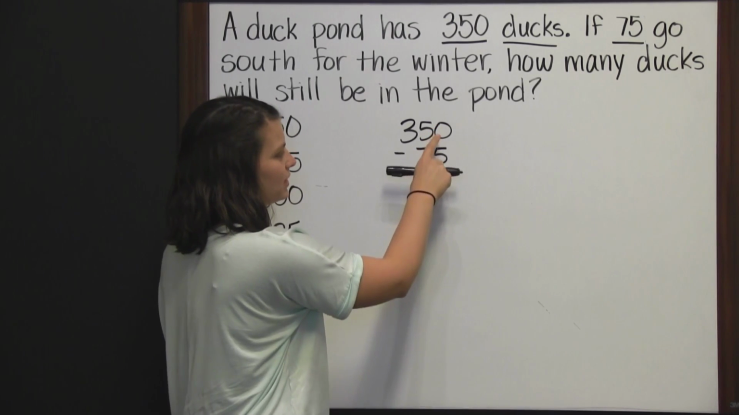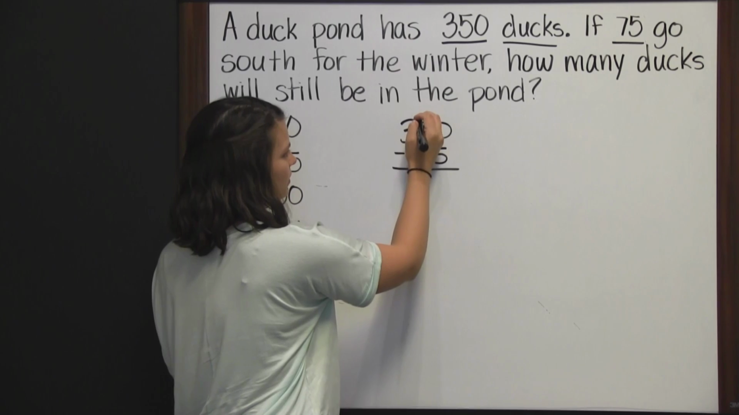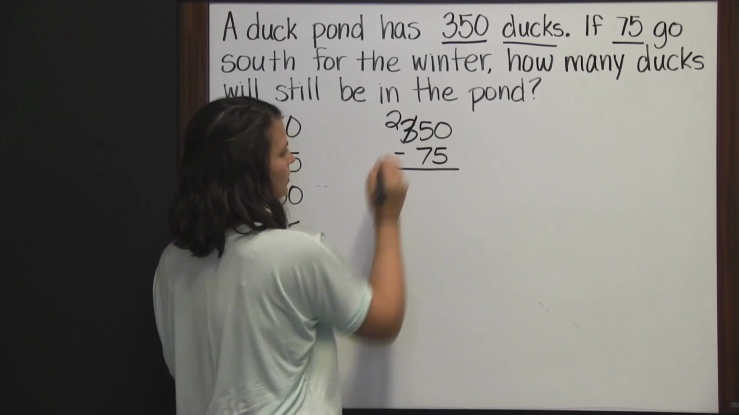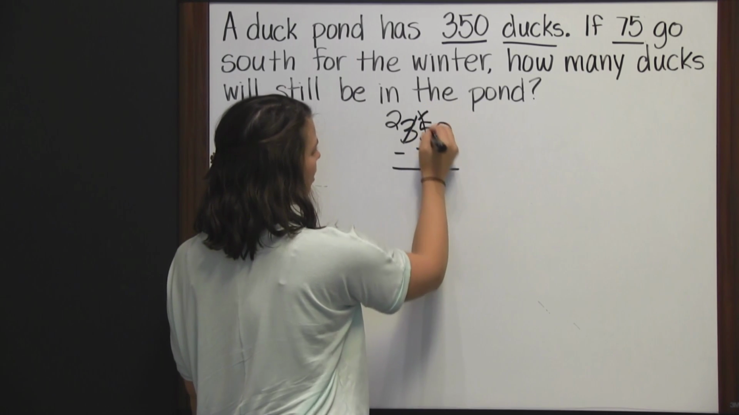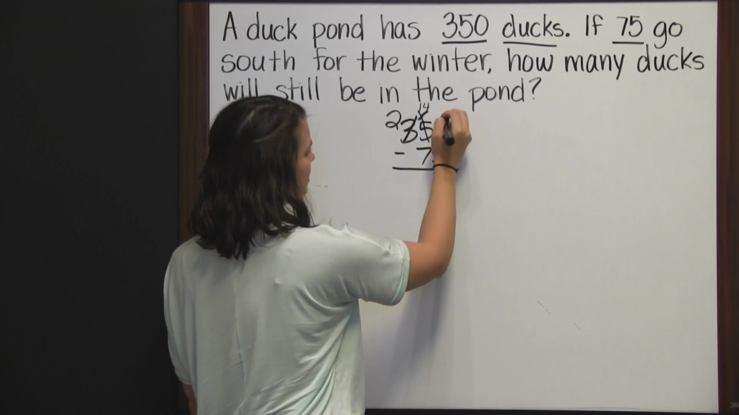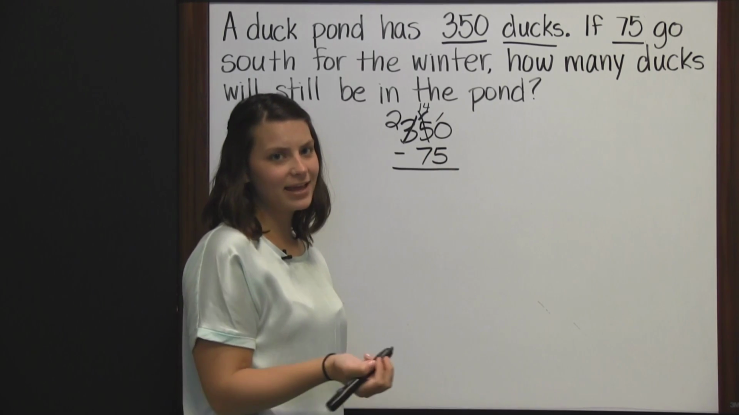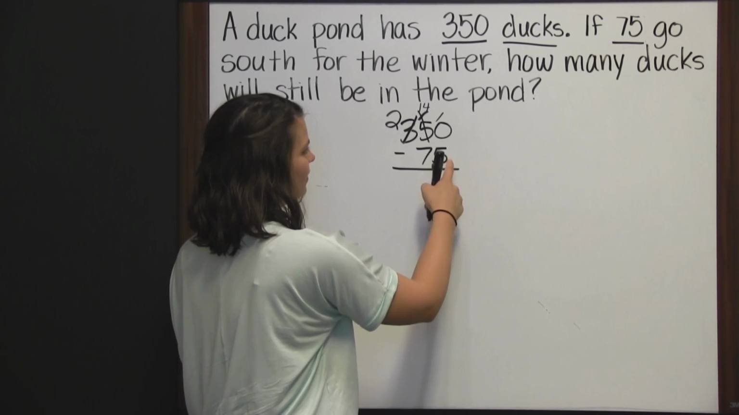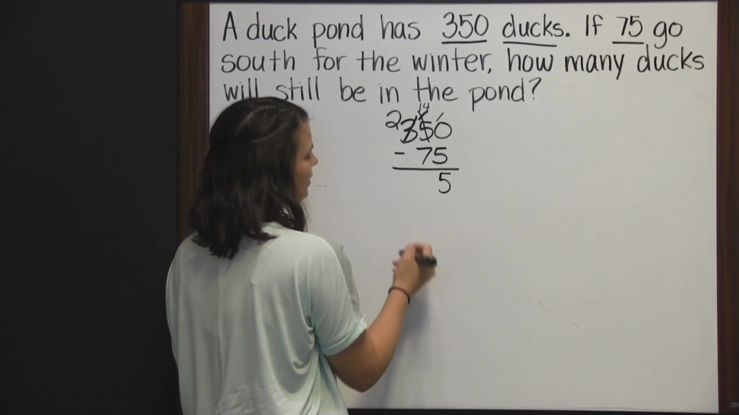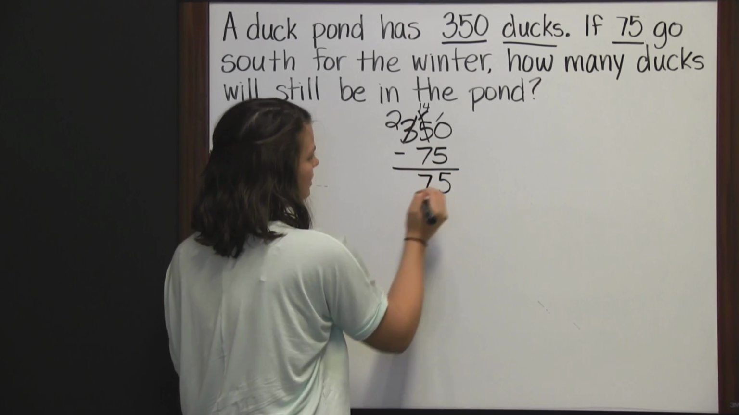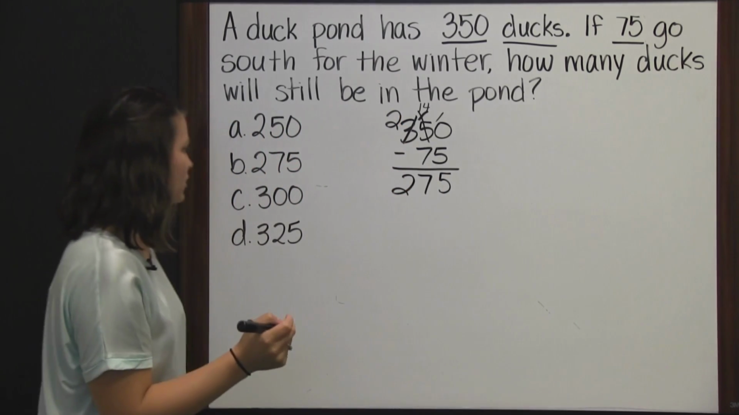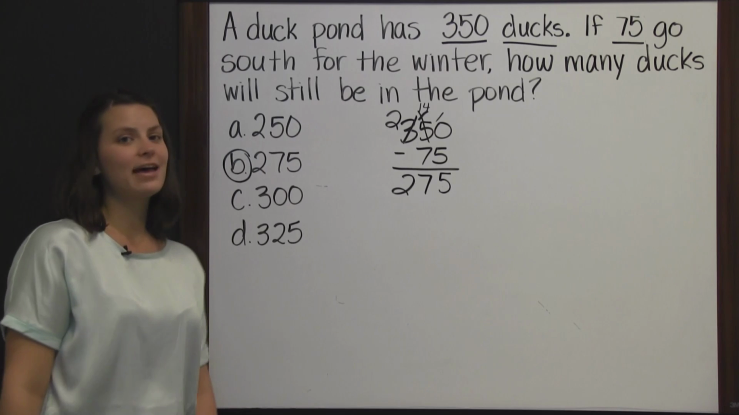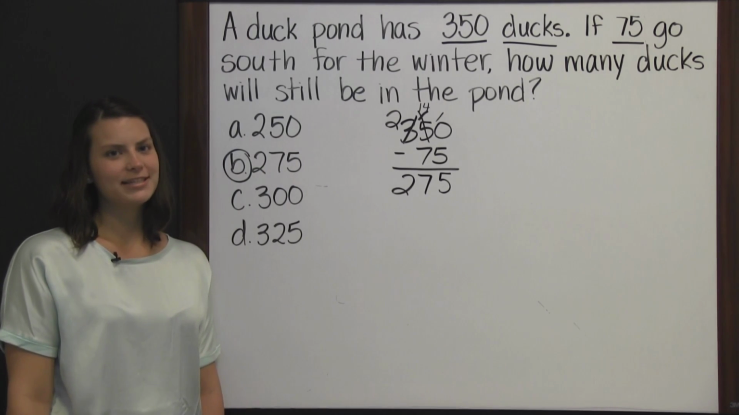We can't take 5 from 0 or 7 from 5, so we start from borrowing from our 3, and it becomes a 2. So we put our 1 here, 15, but we're going to borrow from 15, so it is now 14, so that we can make 10 for our last number, so we can take 5 from 10 and get 5. 14 minus 7 is 7, and we bring down our 2. 2 minus nothing is 2, so that means there are B, 275 ducks left in the pond after the 75 go south for the winter.